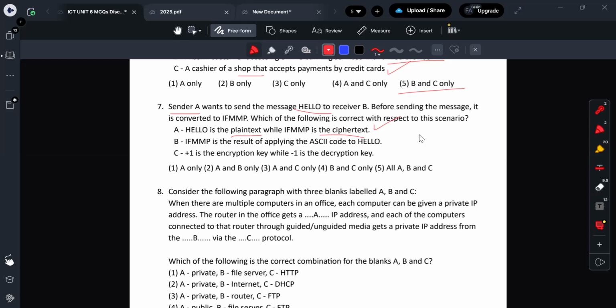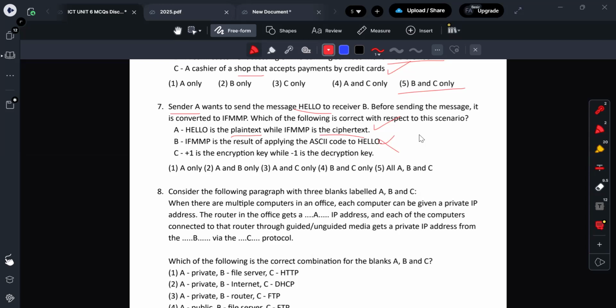B, IFMMP is the result of applying ASCII code to hello. This is wrong. So ASCII is a mapping standard. It turns letter H into the number 72, E into 69, O into 79, like that. Why is this option wrong? Because if you apply ASCII to this word hello, it would be 72, 69, 76, 76, 79, not the text letters like IFMMP, right? That was clear.